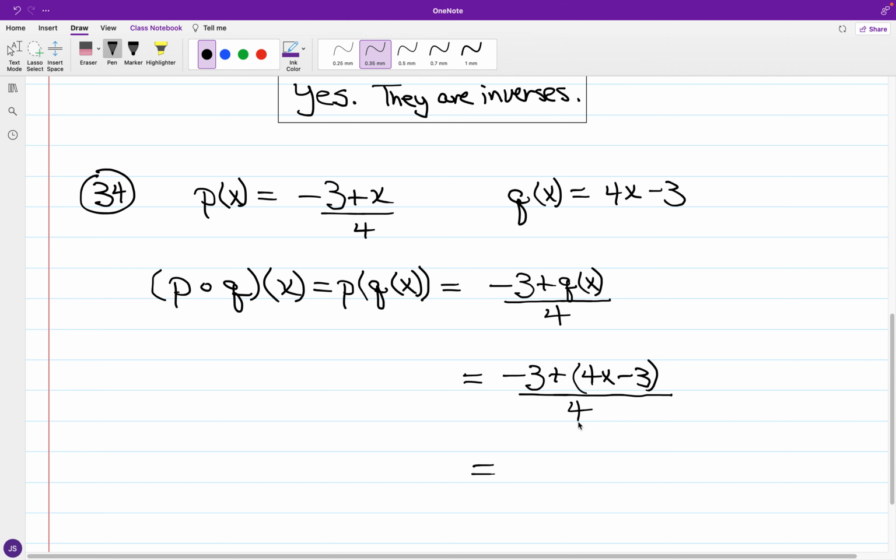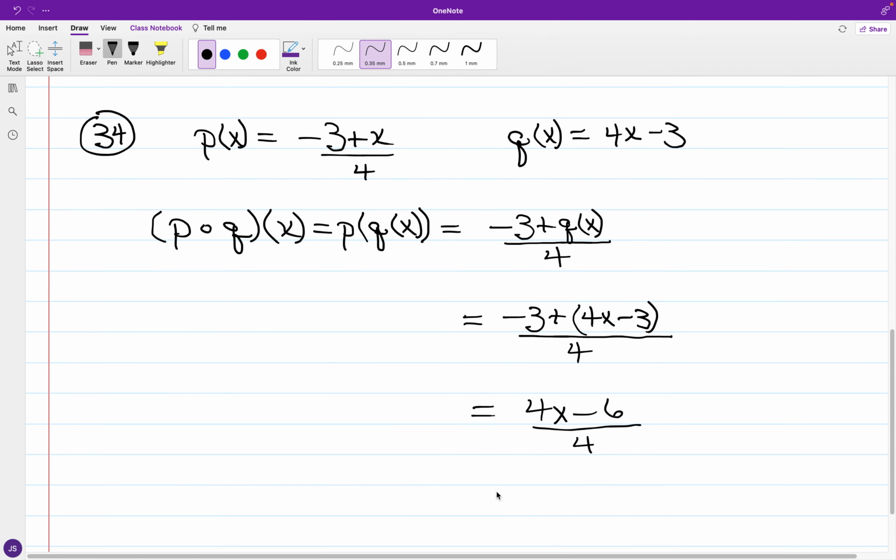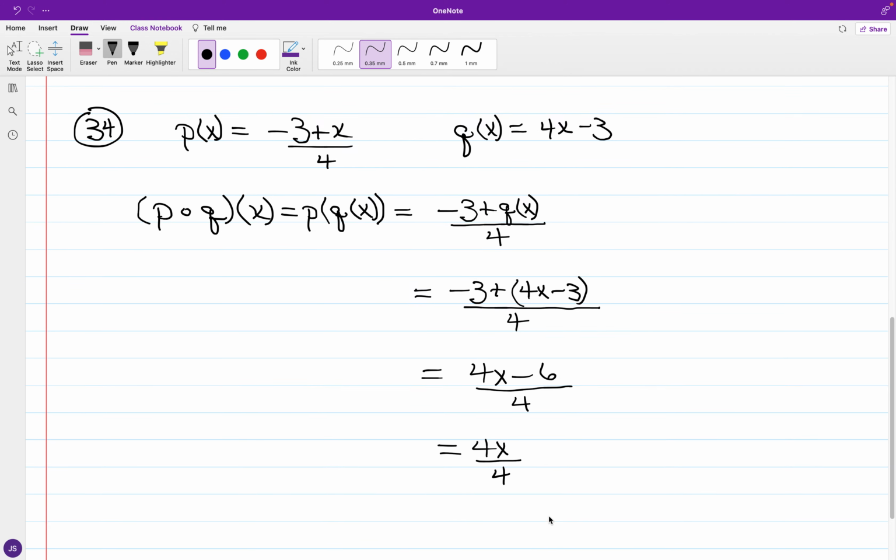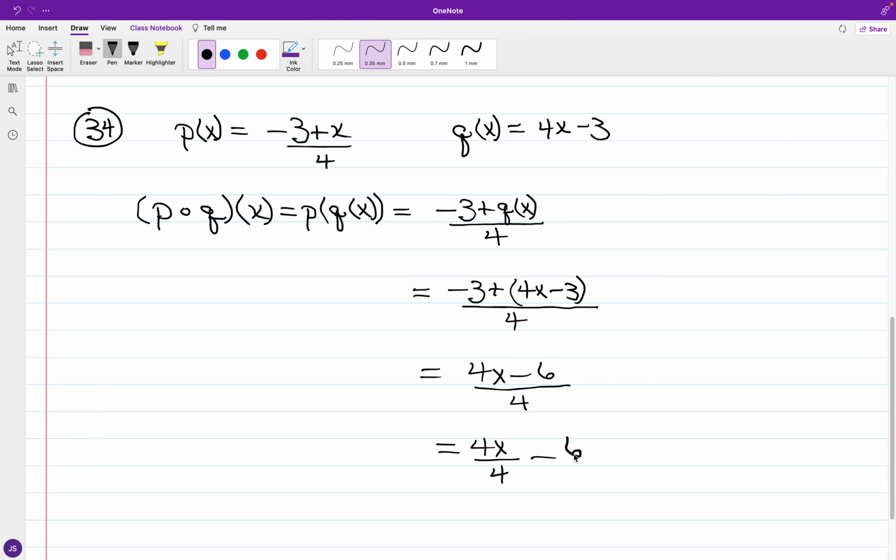Looking at combining terms together, we have the variable term at 4x. And now for -3 plus -3, you're not going to have the negatives and 3 cancel out. Instead, you're going to have -3 plus -3, so that would be -6, over 4. If you reduce the ratio, we can break this up: 4x over 4 minus 6/4.